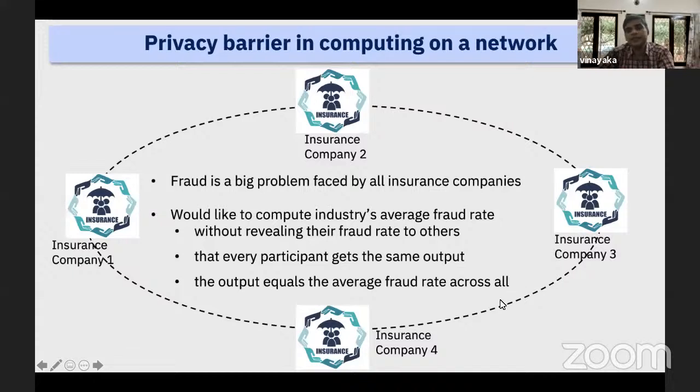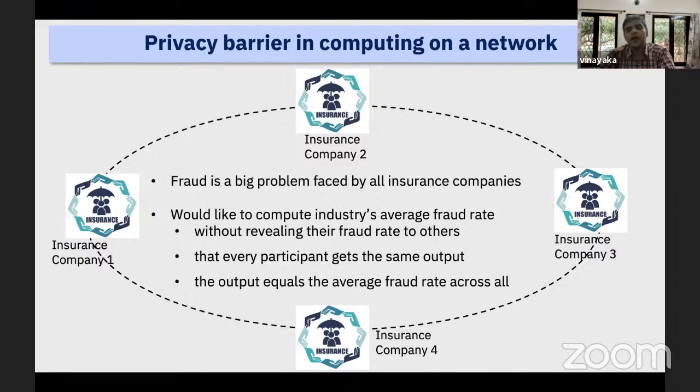Now, there's a third example. Let's say there is a network that you are contemplating or you have already built where there are a bunch of insurance companies on the network. And the insurance companies have a big problem, which is that of fraudulent claims. So they would like to compute, based on real data, what's the average fraud rate in the industry.